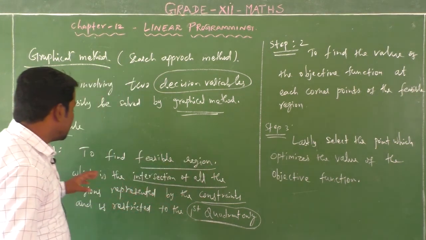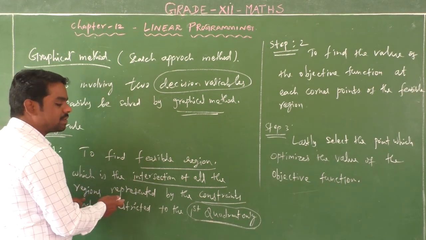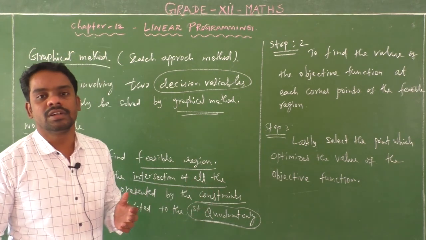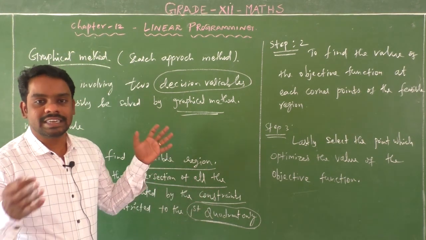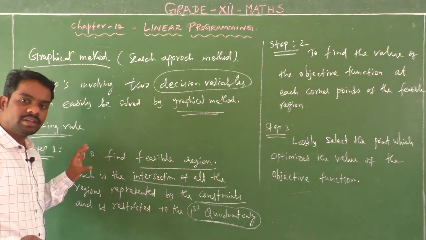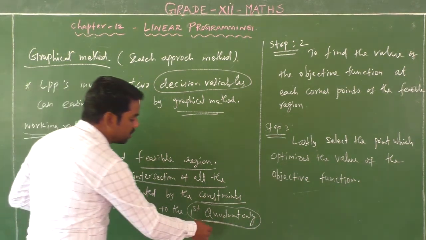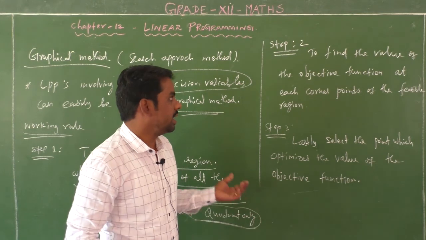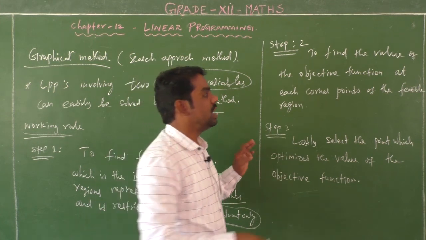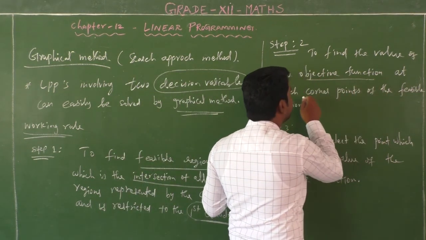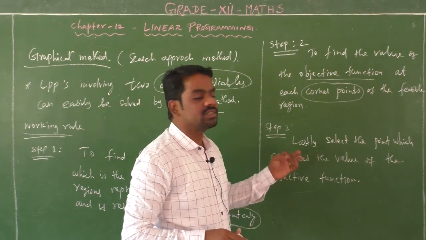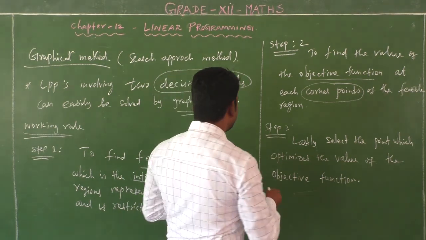So the feasible region is the intersection of all the regions represented by the constraints. எத்தனை constraint கொடுத்திருக்காங்களோ அந்த எல்லாத்தையும் நம்ம draw பண்ணோம்னா அதில் உள்ள regions எல்லாமே intersect ஆகக்கூடிய part தான் feasible region. First you find the feasible region, restricted to the first quadrant only. And step 2, find the values of the objective function at each corner point of the feasible region.